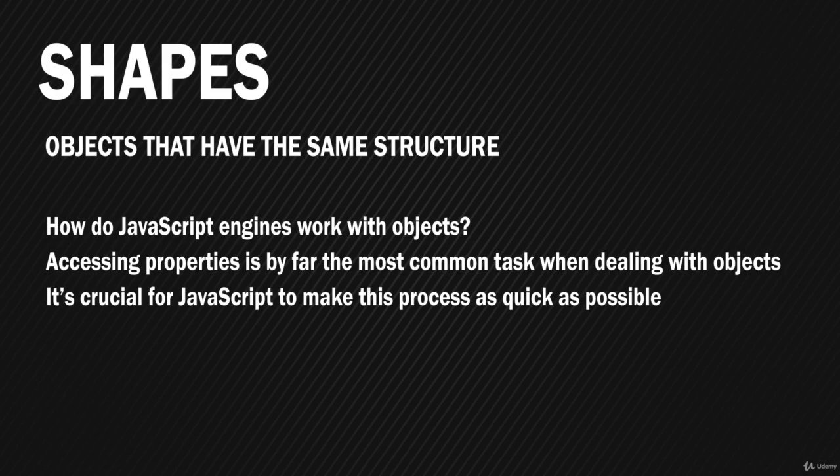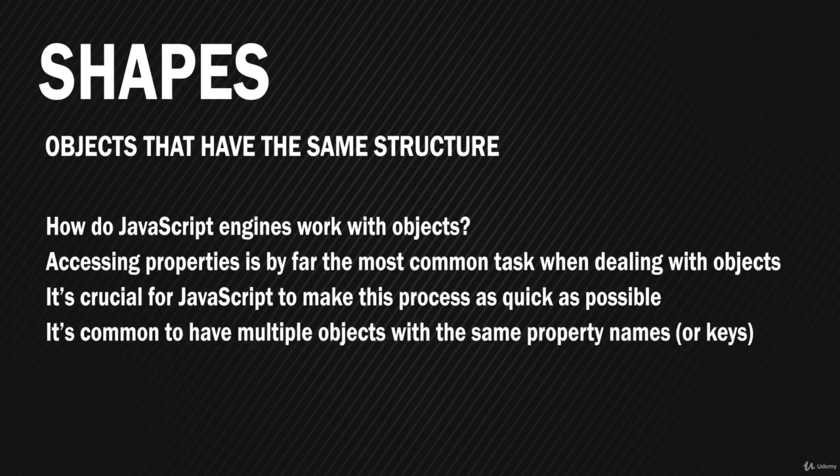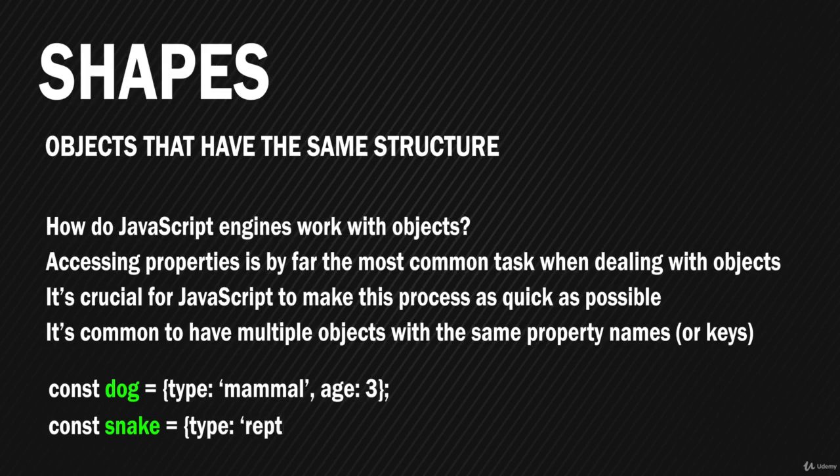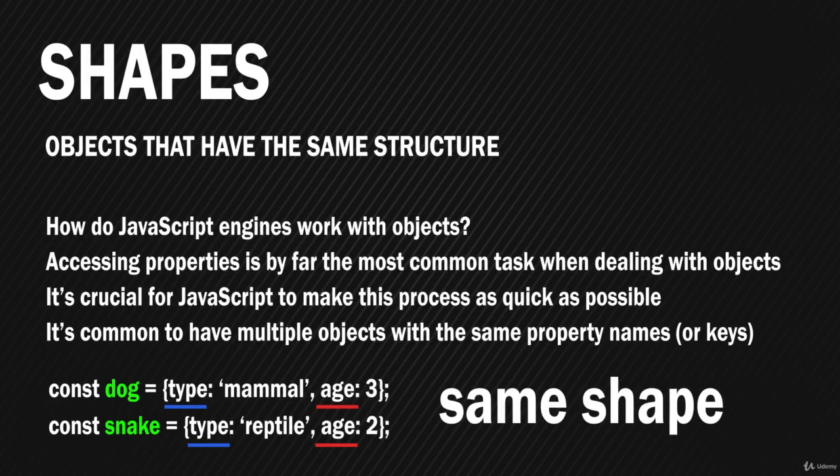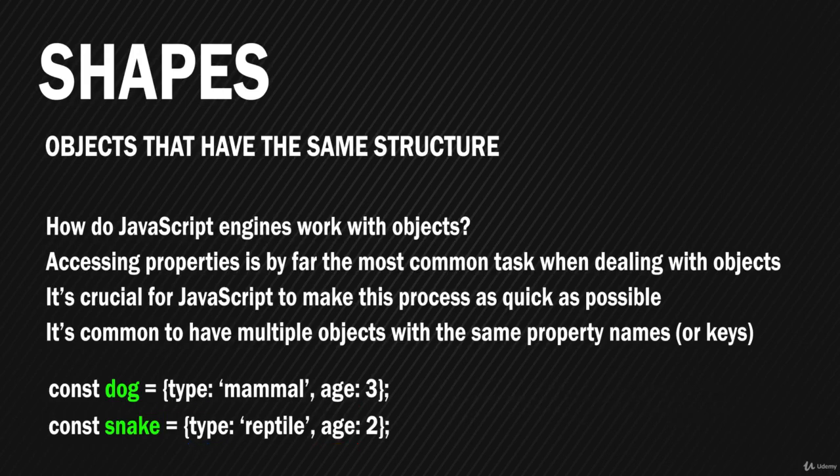Well, let me say this. It's common to have multiple objects with the same property names or keys. For example, let's say we had a dog object and it's got two keys, type and age. Now we create a snake object and it's also got type and age. It's intuitive that these two have the same shape. Those objects have the same keys, and that's all we mean by shapes. Shapes are just objects that have the same look and feel.